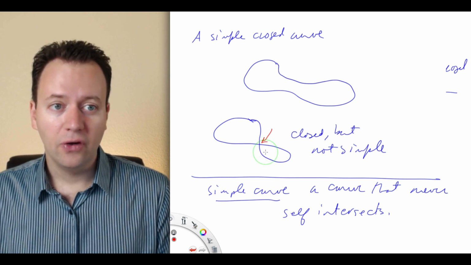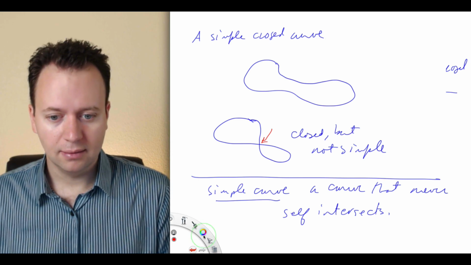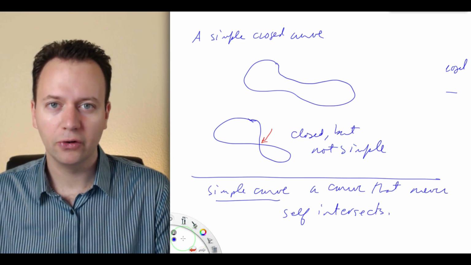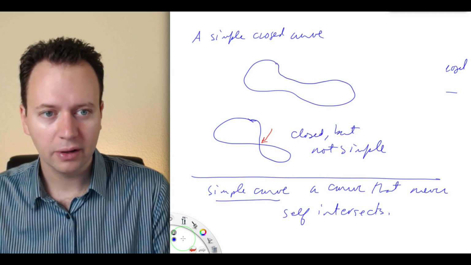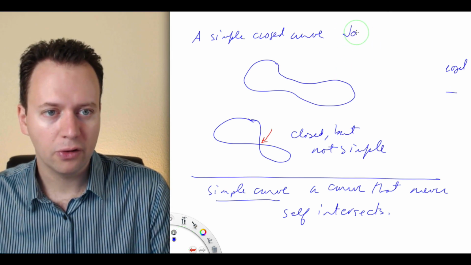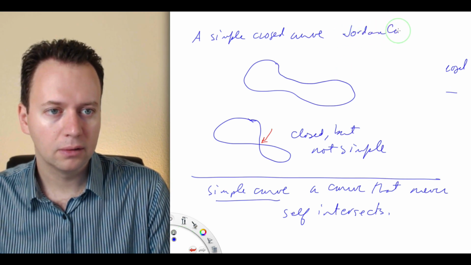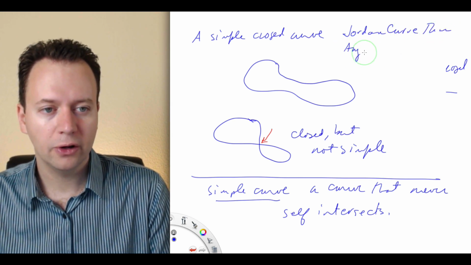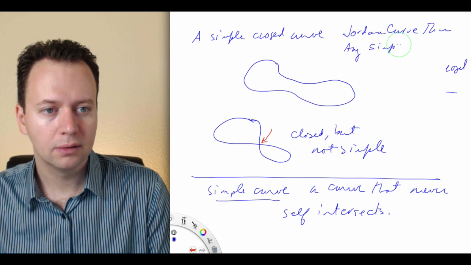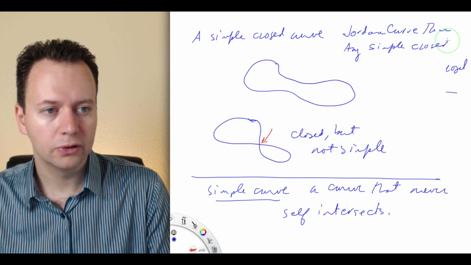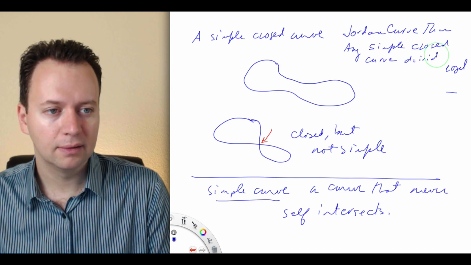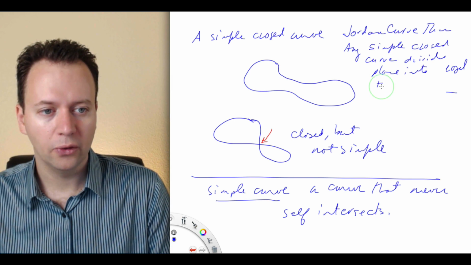And then there's a famous result in topology. It seems obvious in terms of your intuition, but it's a famous result. That's the Jordan curve theorem. That basically says any simple closed curve divides the plane into two separate regions.